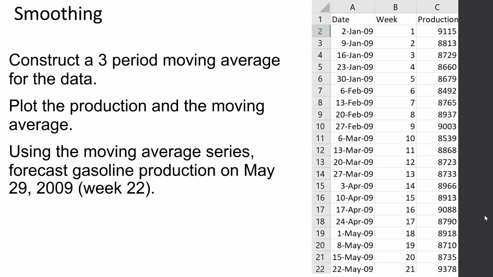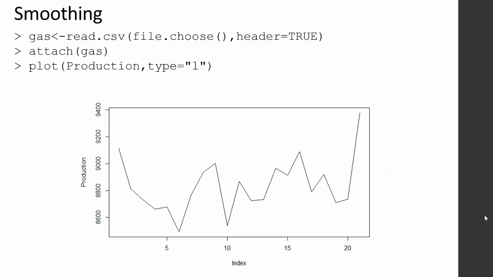So we're going to construct a 3-period moving average. We're going to plot the production against the moving average, and then we're going to use the moving average series to forecast gasoline production on May the 29th of 2009, which would be week 22. Okay, so I called in the file, I attached it, and I plotted the production with type equals l so we could see just how irregular this series is. No obvious trend, lots of random noise, it looks like.